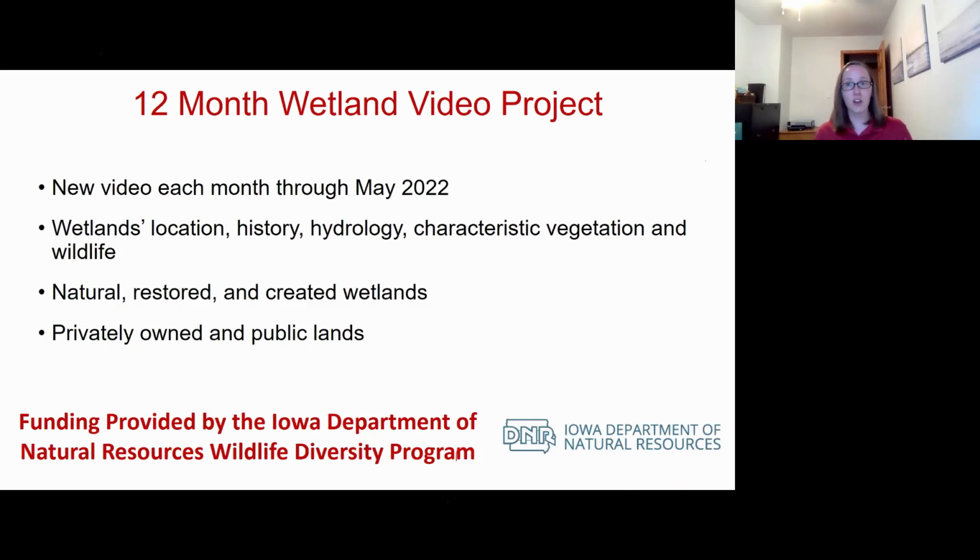Now, these are some of our larger, more notable wetlands in the state, but you're probably aware that there are many, many more smaller wetlands found throughout Iowa. All of these wetlands provide valuable ecosystem services and have a valuable place in Iowa's landscape. So to further highlight the importance of different types of wetlands in Iowa, we are going to be creating a wetland video series that promotes the ecosystem services, things like water quality improvement, and wildlife habitat benefits of wetlands found throughout the state.